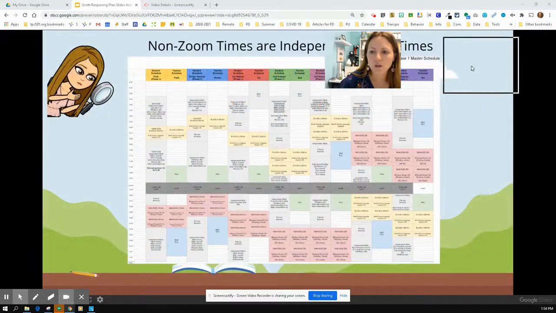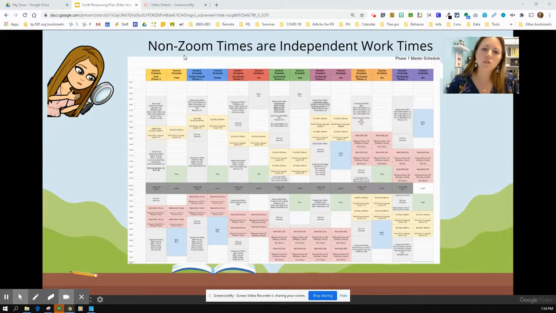All right, so the times that aren't on Zoom are independent work times or also pull-out minutes. So here's what our master schedule looks like, and it has the student schedule and teacher schedule. So you can see these gray blocks of time. They are for independent work time and occasionally for pull-out minutes for special education. But if a student is not in special education, that is independent work time. So in these blocks of time, we've designated as guidelines what the activities are that students should be working on to help build the student schedule for families.